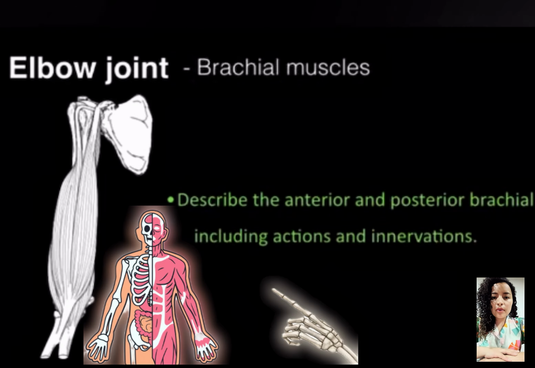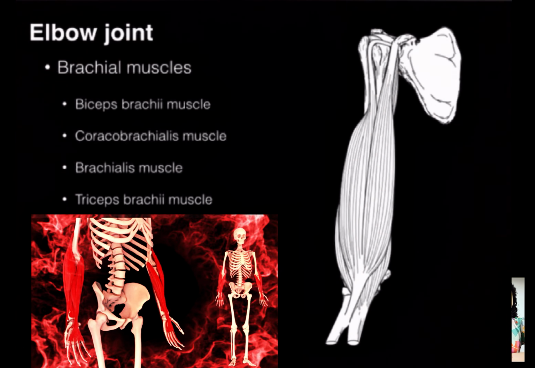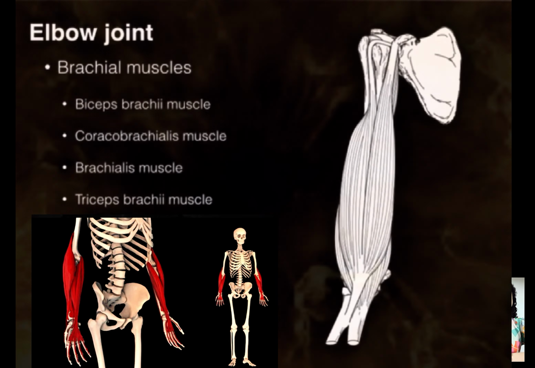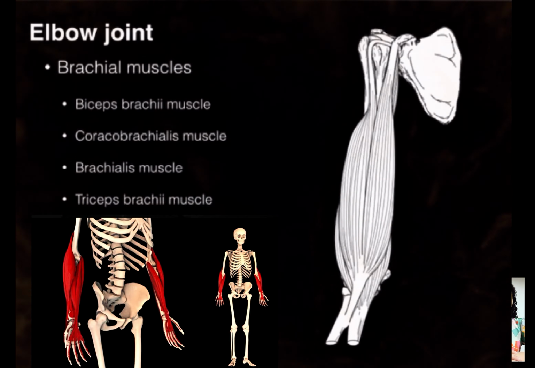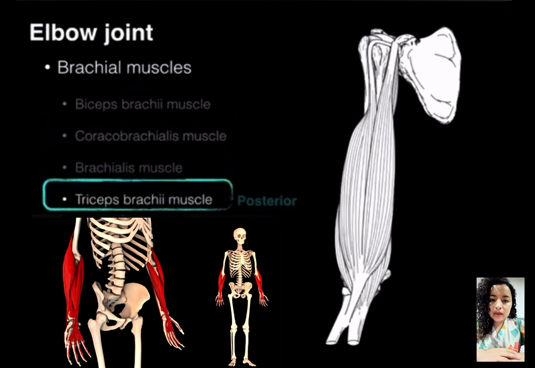Alright, let's talk about the elbow joint and specifically the brachial muscles. In this video, we'll describe the anterior and posterior brachial muscles, including actions and innervations. So to start, what are these brachial muscles? There are four of them: biceps, coracobrachialis, brachialis, and triceps brachii.